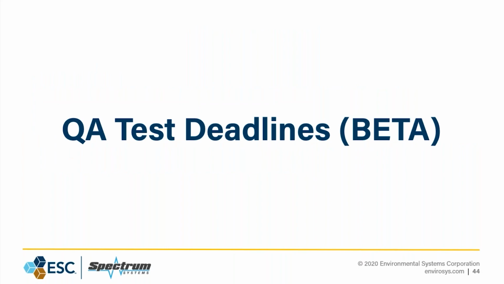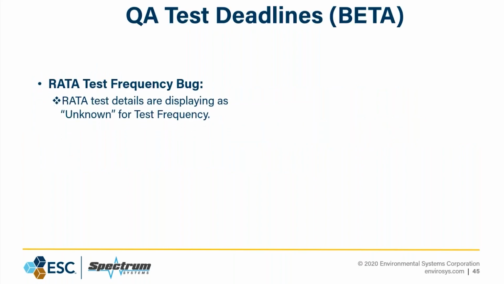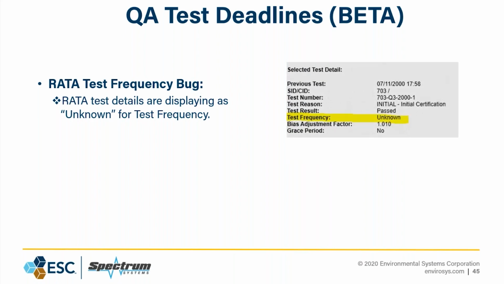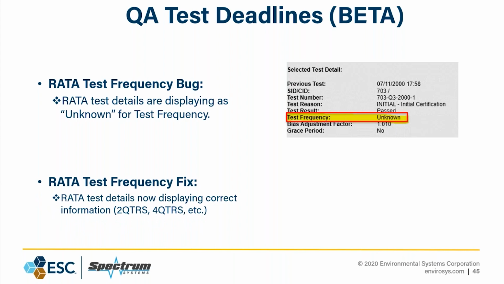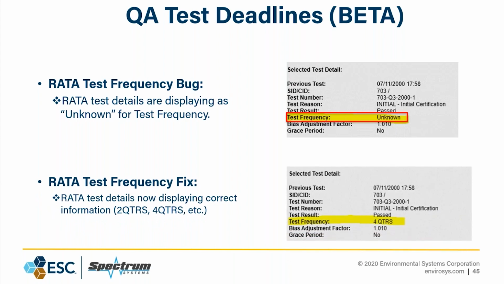QA test deadlines also had some bug fixes. The RATA test frequency bug. The RATA test details were displayed as unknown for the test frequency. Now the RATA test details display the correct information. It clearly will state if you are selecting 2-quarter RATA, 4-quarter RATA, or any other ones that are in that drop-down menu of the RATA editor.